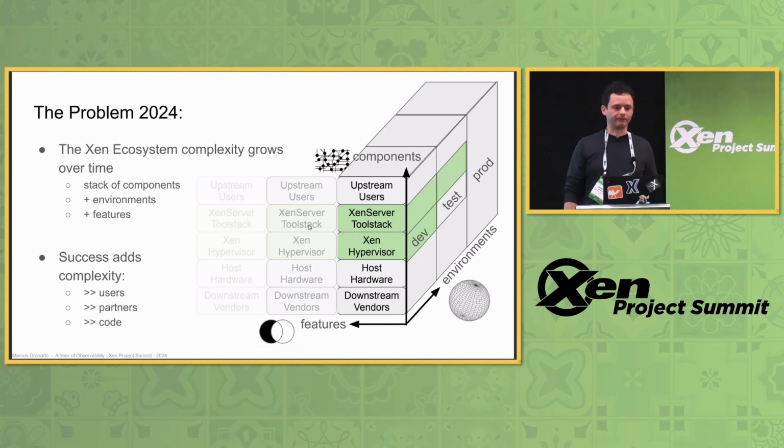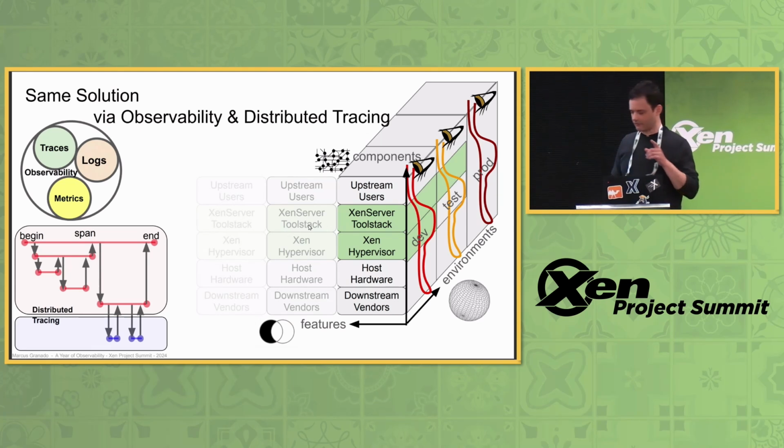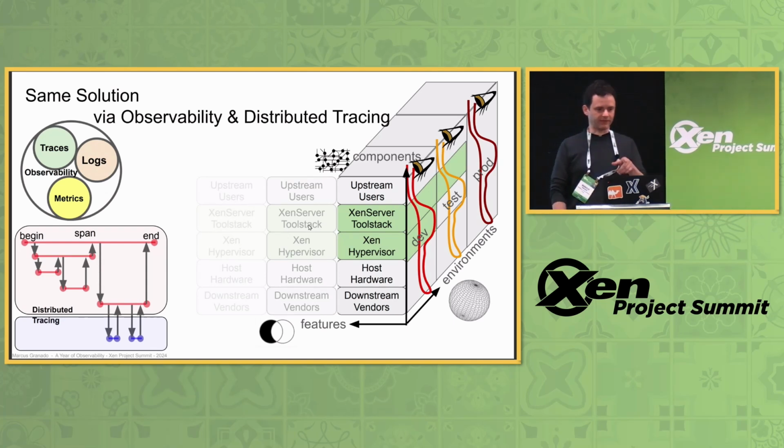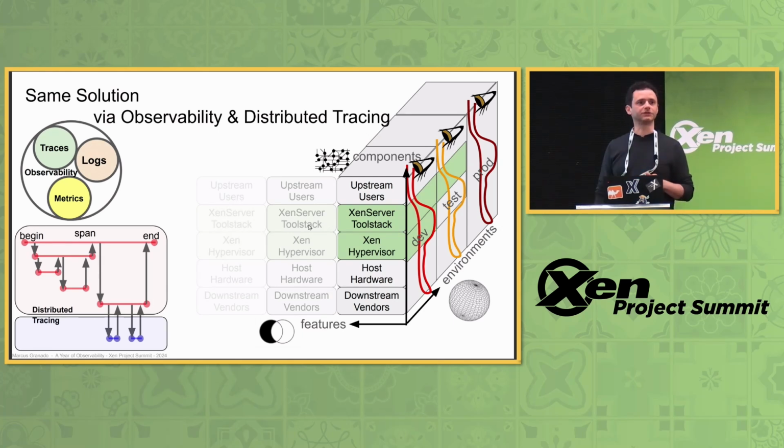So it's not only about the components, but keep in mind that we also talk about features and environments, and that's very important to keep in mind when you think about the problem that I'm trying to solve here from now on. And fortunately, the good point is that it's the same solution for this new problem. We did have a solution based on observability and distributed tracing, and that's still the same solution for this updated problem as well.